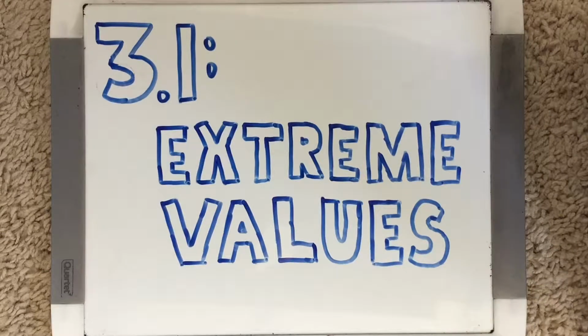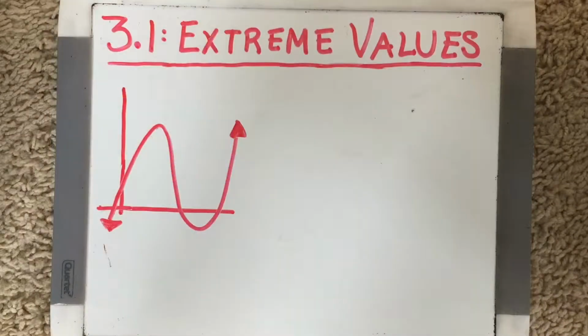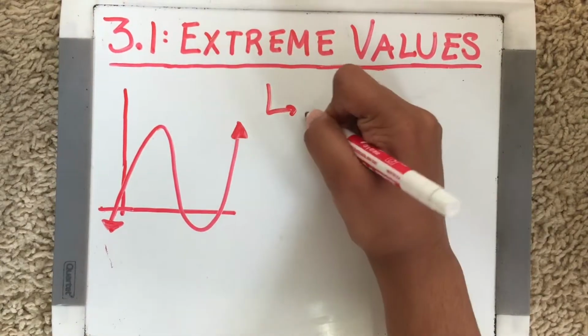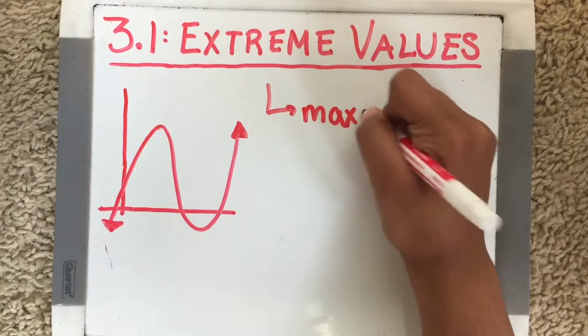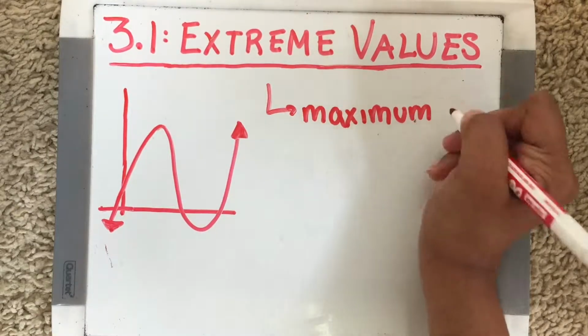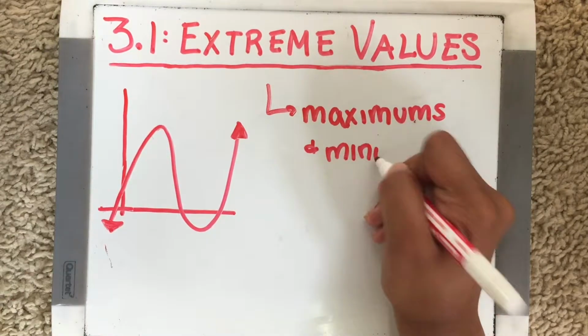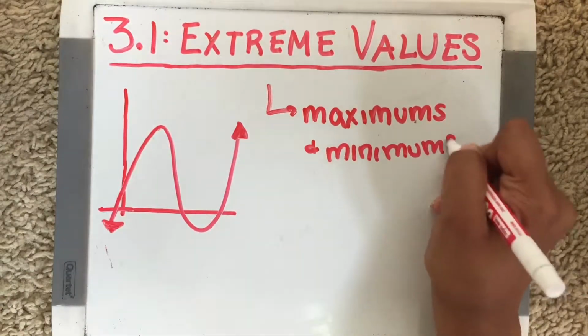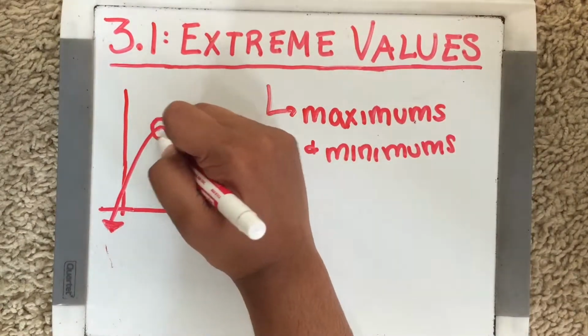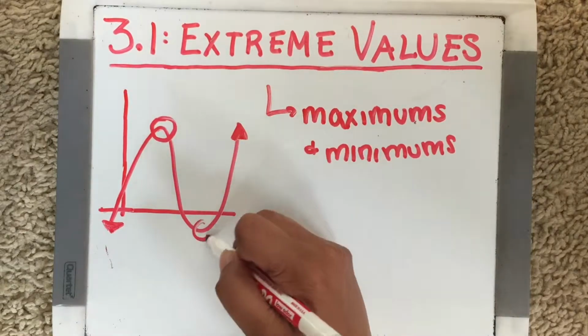3.1 Extreme Values. Hi everyone, today I'll be introducing extreme values and how they connect to calculus. What exactly are extreme values? Well, on a graph, they include maximums and minimums. For example, on a graph, this would be the maximum, and this would be a minimum.